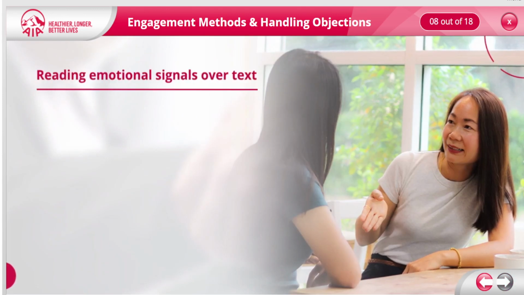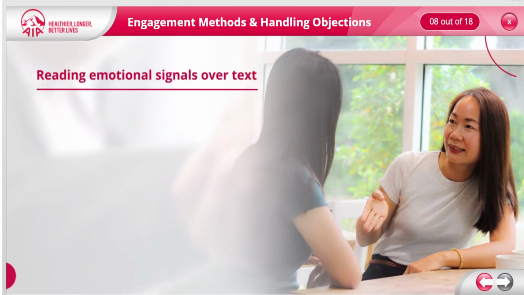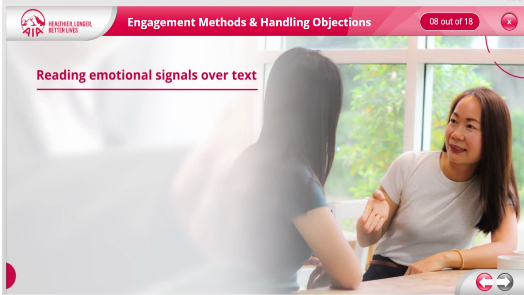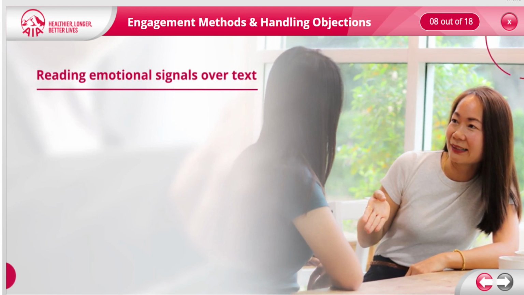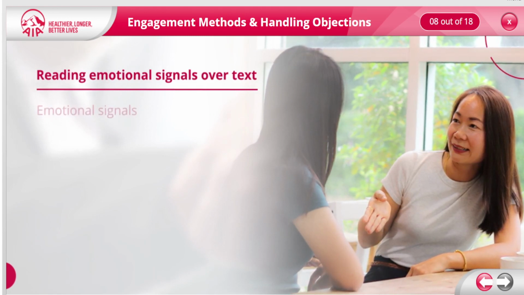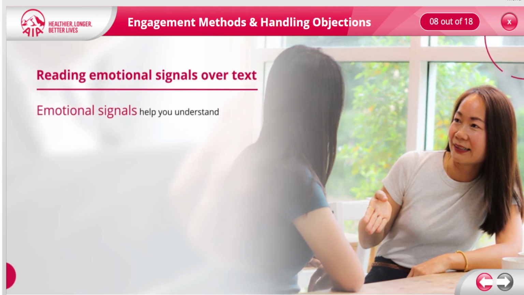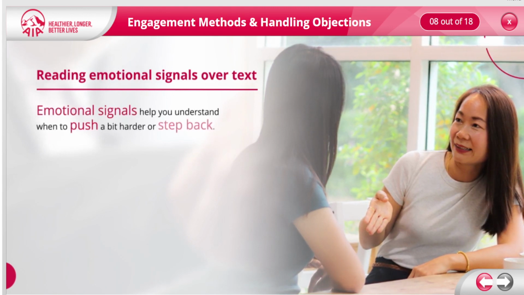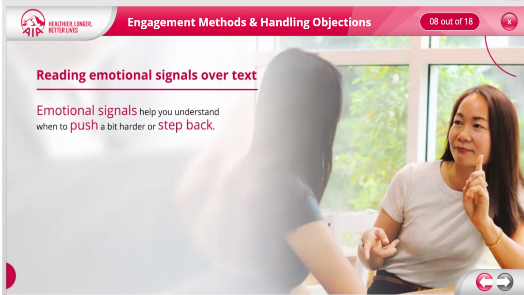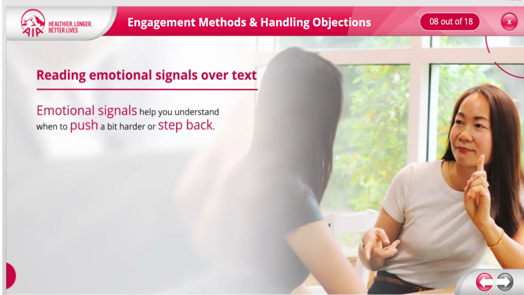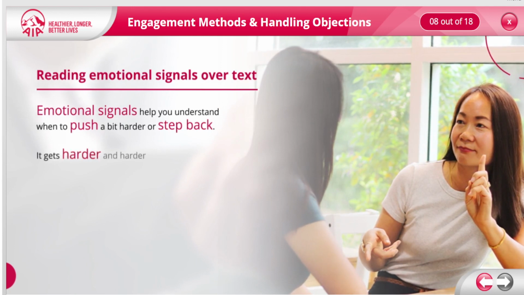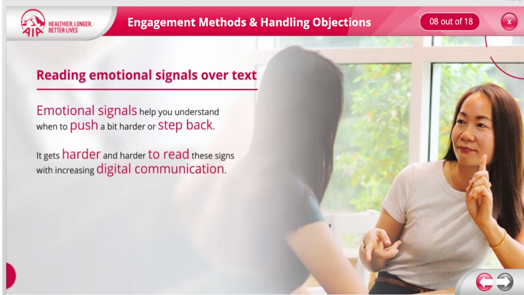In this section, let's review how you can read emotional signals over text. It is natural to read emotional signals when meeting face-to-face. These emotional signals help you understand when to push a bit harder or step back when dealing with someone you may not know so well. As we move increasingly into digital communication, it gets harder and harder to read those signs.